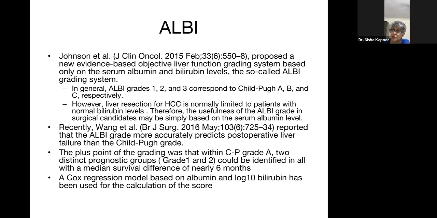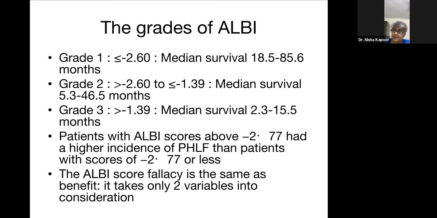Patients with an ALBI score above minus 2.77 had a higher incidence of post-hepatectomy liver failure than patients with scores of minus 2.77 or less. The ALBI score's fallacy is the same as its benefit. That is, it takes only two variables into consideration.